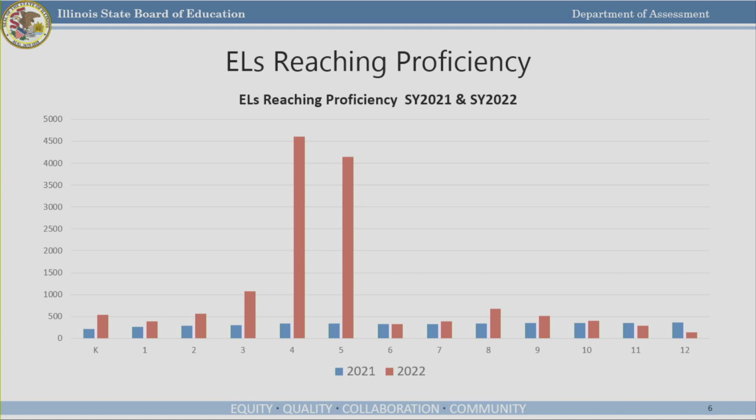And those of course are the 2022 scores, where we see the highest rates of achieving proficiency in grades 4 and 5. Again, there's sort of a picture here of returning to a more normal condition of educational progress with our ELs.